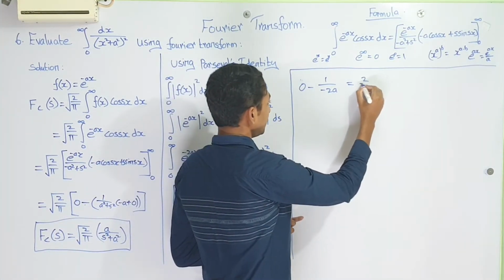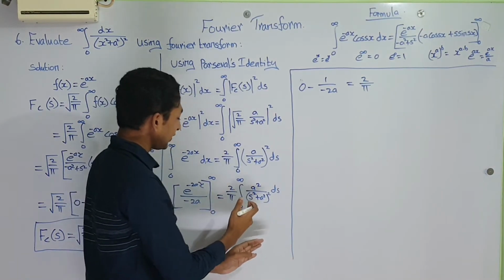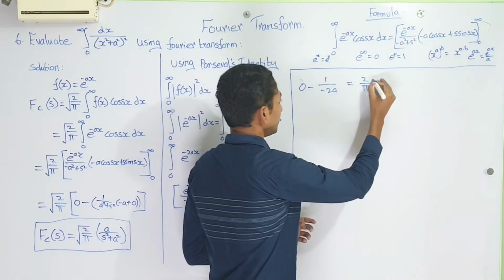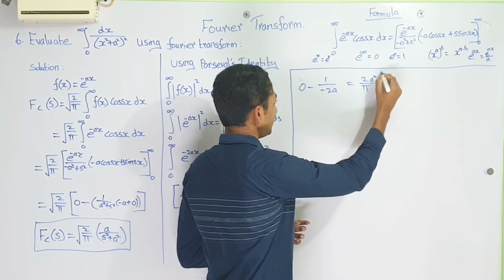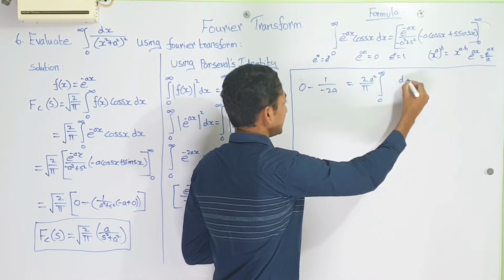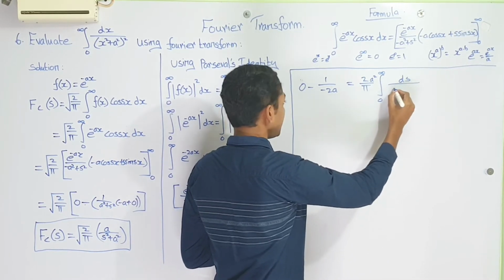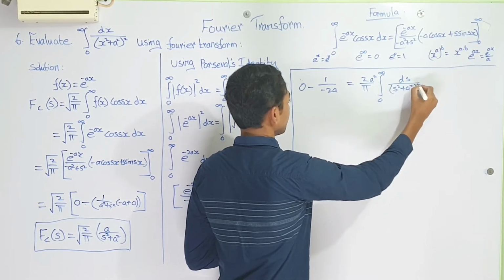Minus 2a is equal to 2 divided by pi, and we are going to take a. Before this integral we take a square, integral 0 to infinity, ds divided by a square plus a square, the whole square.